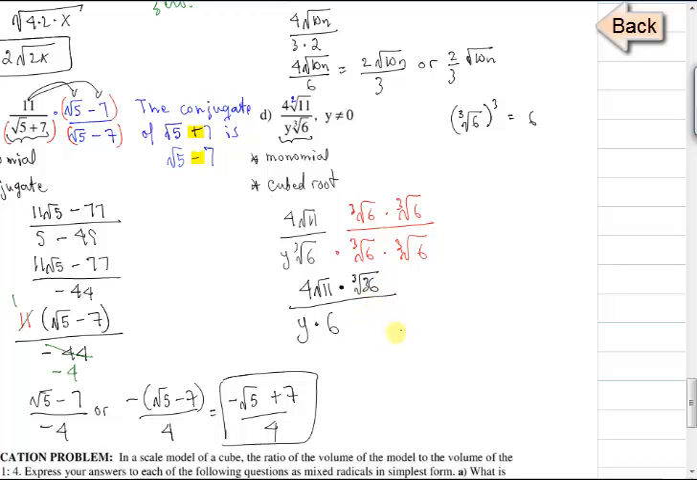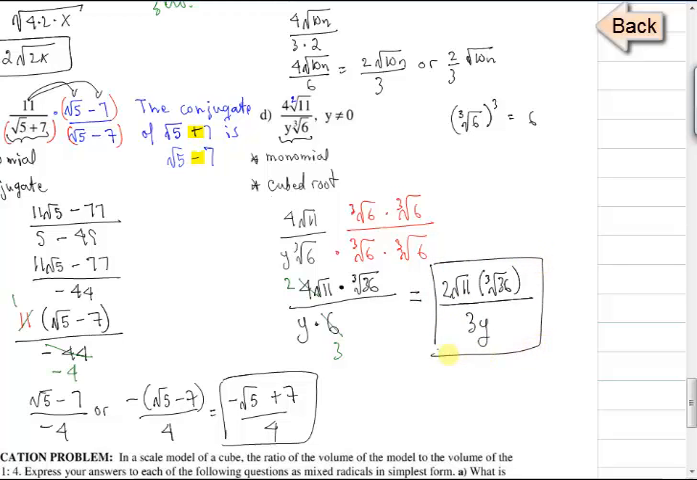Okay, now I still can do some simplifying. All right, I can see that 2 goes into 4 twice, and it goes into 6 3 times. So my final answer is going to be 2 root 11 times the cube root of 36 divided by 3y, and that is my final answer. Okay, so that concludes our division of radicals.